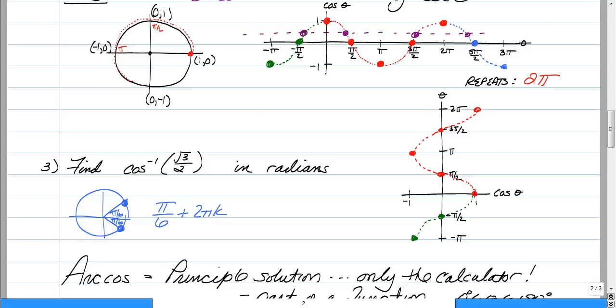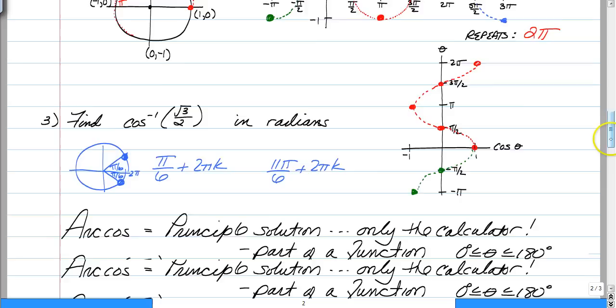So what else can you do? Well, this is a full 2 pi rotation, so pi over 6 away from there is 11 pi over 6 plus 2 pi k. Remember, your second one must be positive. Okay? Now, arc cosine is the same thing.